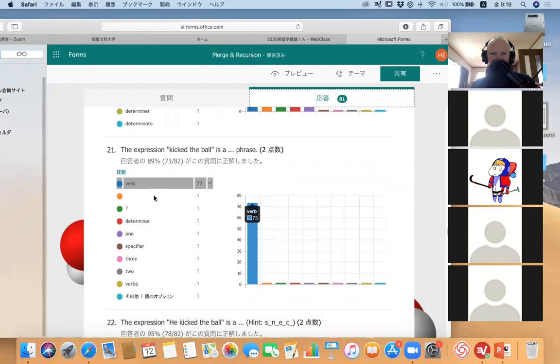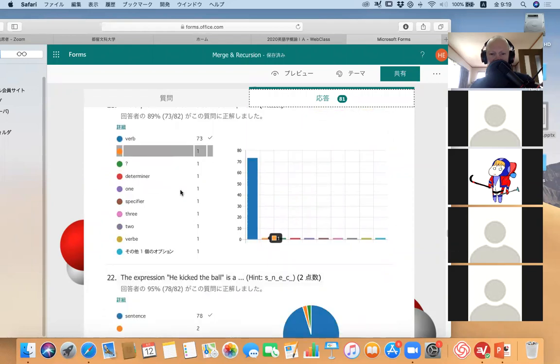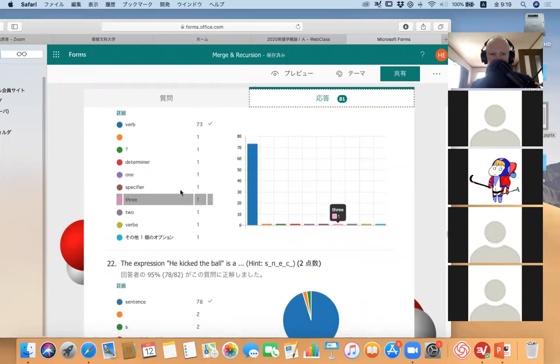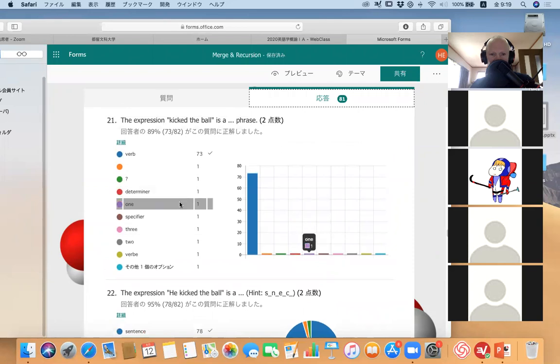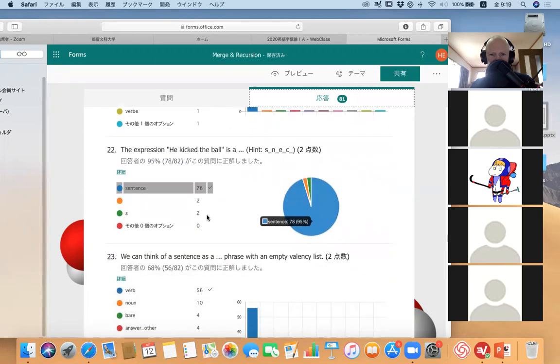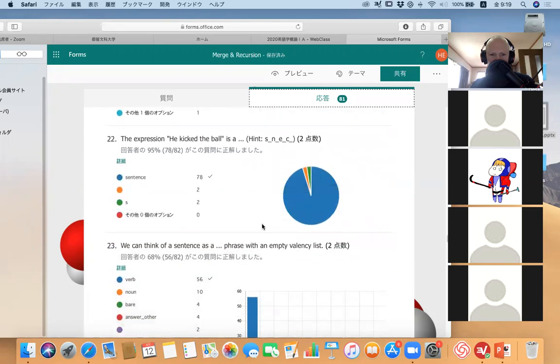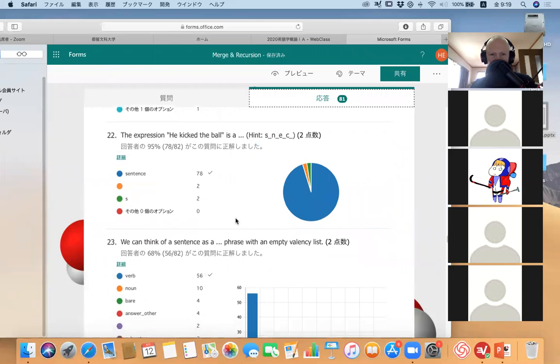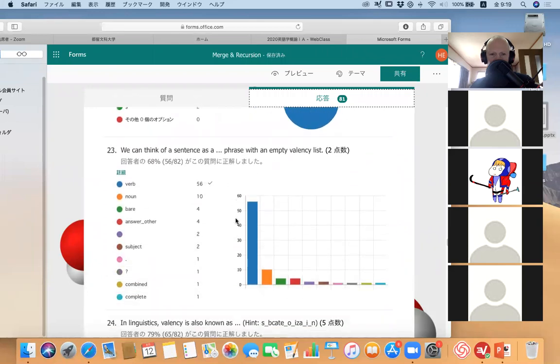specifier. Yeah, kick the ball is a verb phrase. Yes, I think most people got that. It's not really a determiner phrase, is it? So verb phrase. He kicked the ball is a sentence. Yes. And I said a sentence is a verb phrase. Now, people struggle with this one, right? People panic when I say this.